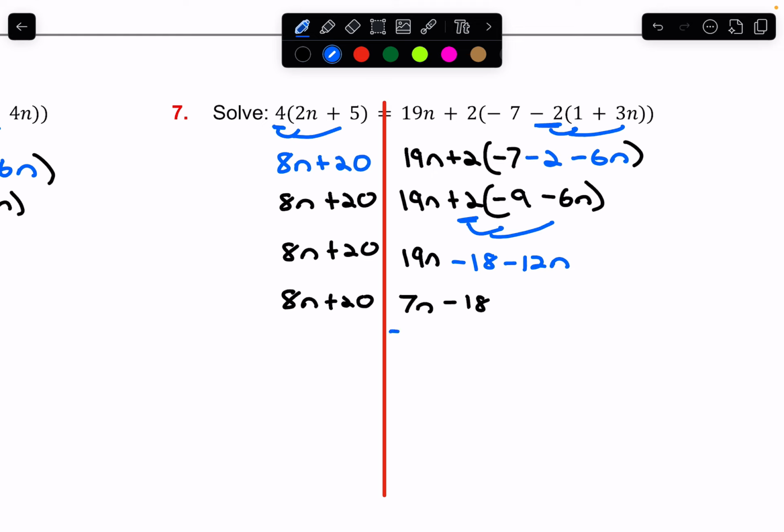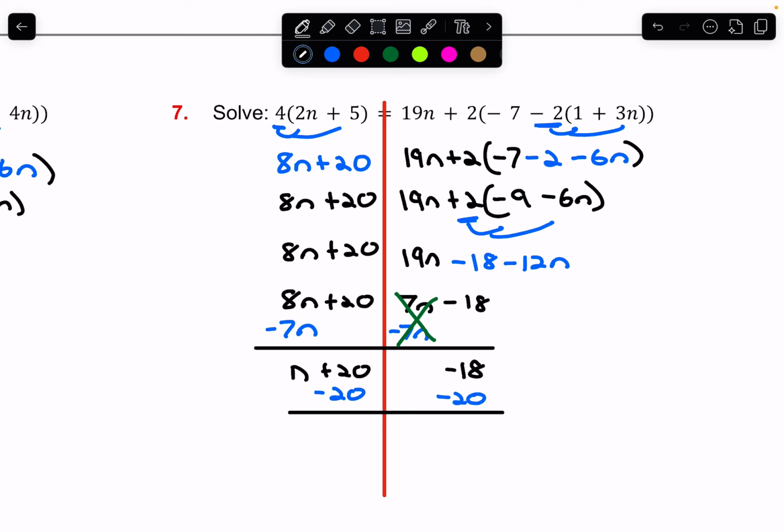Now we're going to actually take these 7n's and move them to the other side. So minus 7n from both sides. On the right side, they cancel by design because they're additive inverses. On the left side, we get 1n plus 20. And on the right side, just negative 18. We can go ahead and subtract 20 from both sides.